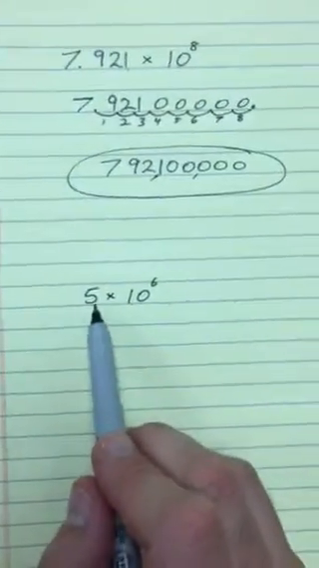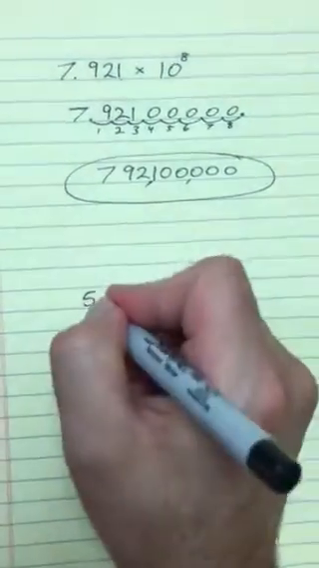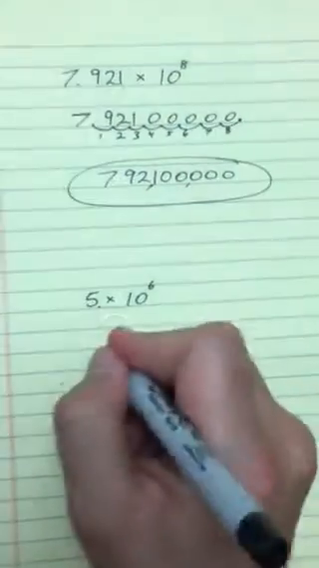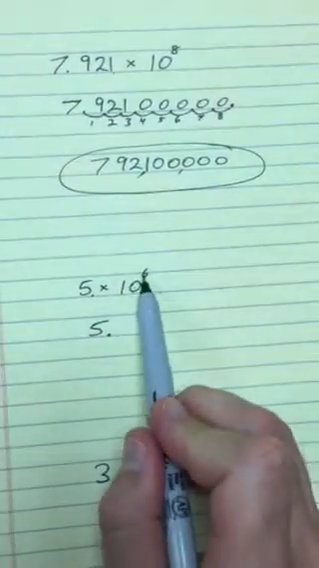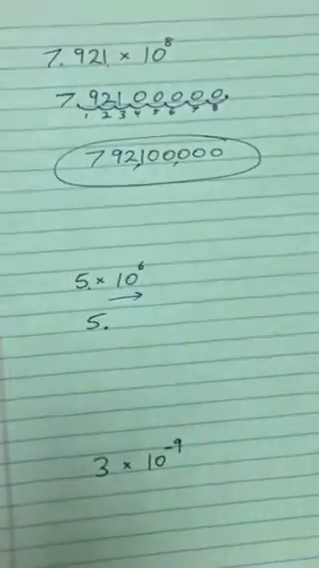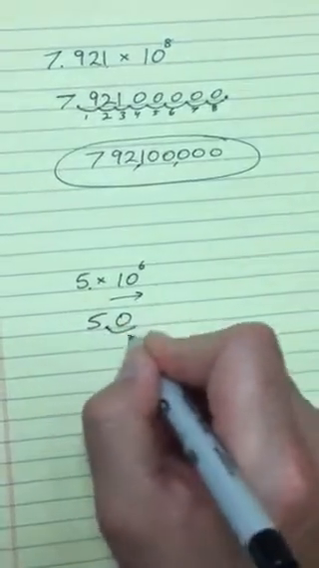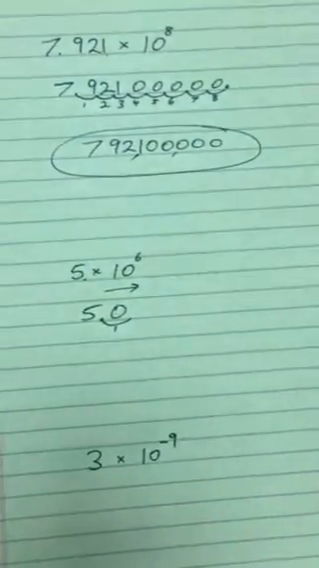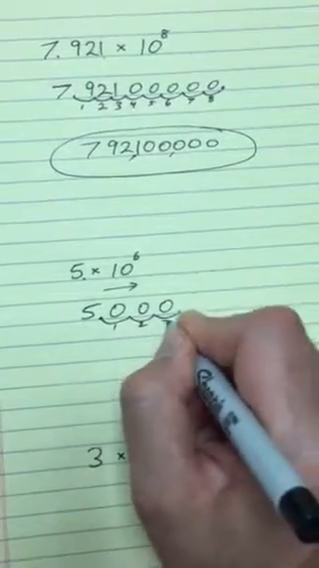Here, sometimes we can think, oh, this looks a little different. I don't see a decimal here, but you know what? That's where the decimal goes. So 5, and that's the decimal. Our exponent is positive, so we are moving to the right because we want a bigger number. So let's put a 0, and that's once, so we get to 50. But we're going to keep going 6 times.